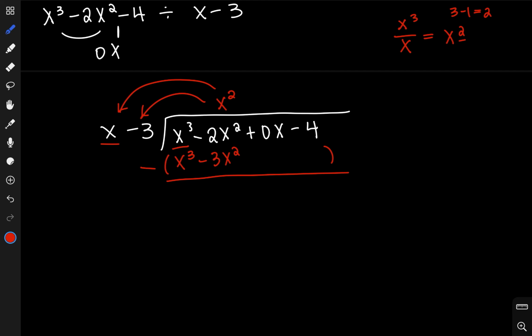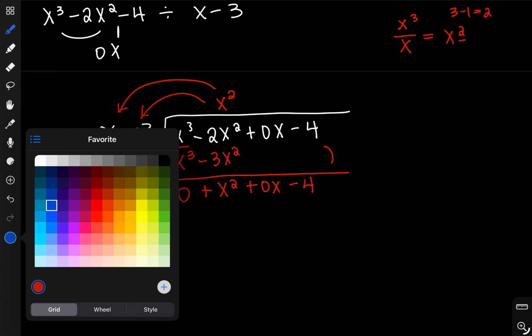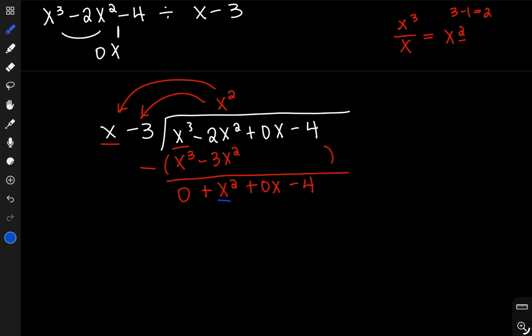X to the third minus x to the third is 0. Negative 2 plus 3 is going to be 1x squared. Okay. 0 minus 0 is just 0. And negative 4 minus 0 is just negative 4. Okay, we can still divide x squared and x, so we're going to do it again. X squared divided by x is 2 minus 1, and we have 1. So we're going to have x. Put that right next to this on top.